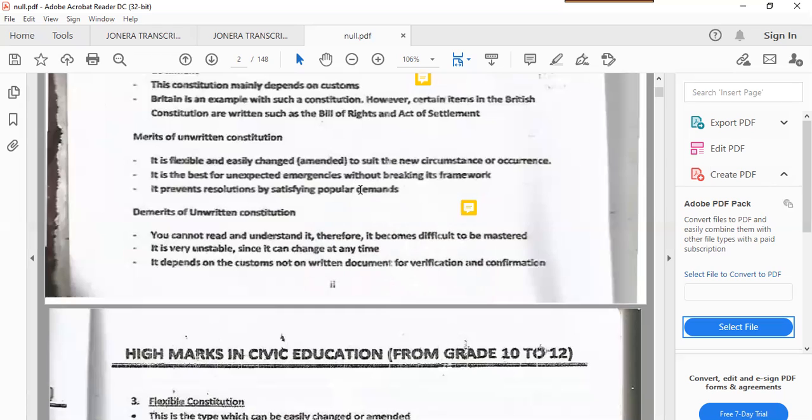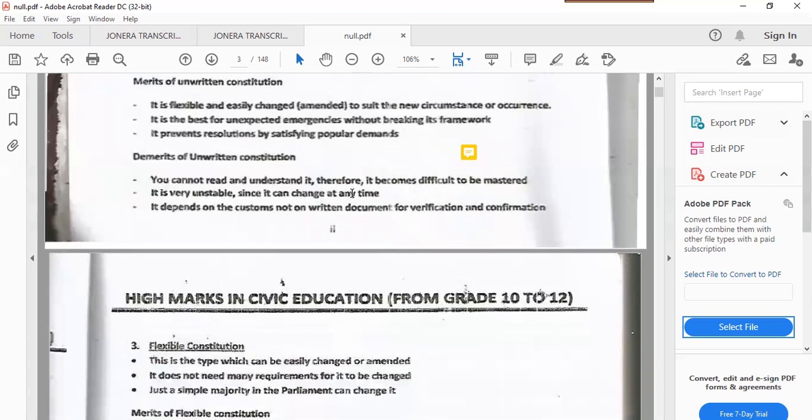When we say popular demand, remember we said it's culturally based, tradition based. So if there are a lot of Christians in the country, there won't be a lot of arguments, hence preventing resolutions. If there are a lot of Muslims in that country, it will prevent arguments, preventing these resolutions. So it's flexible. It can accommodate unexpected emergencies without breaking its framework, and it prevents unnecessary arguments. Remember, you have to use specific terminology to get marks. So it prevents resolutions by satisfying popular demands because it's very culturally driven.